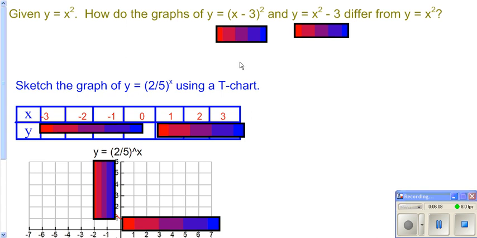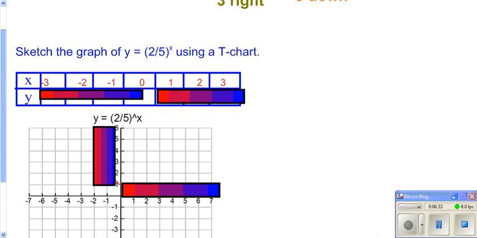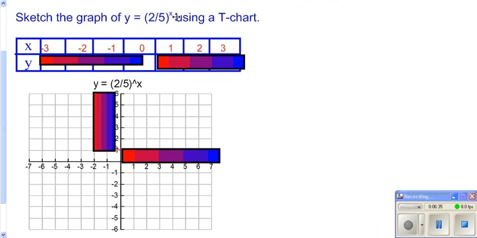Just as a quick review, remember if you have an x minus 3, it moves your graph 3 units to the right. If you have minus 3 after you do your squaring, it moves it 3 units down. That same type of translation, moving your graph vertically and horizontally, also works with exponential functions. Let's go ahead and start out with a 2/5 to the x power. Go ahead and complete your t-chart and then plot your points.